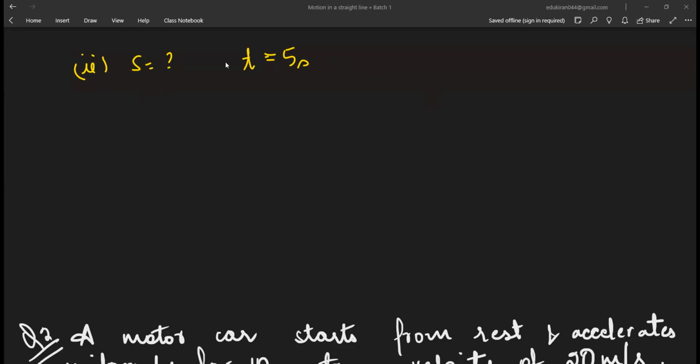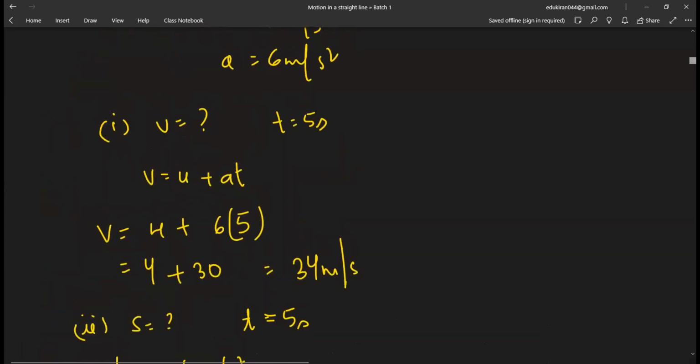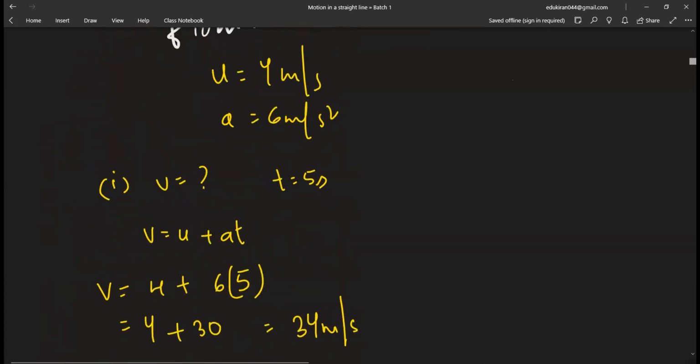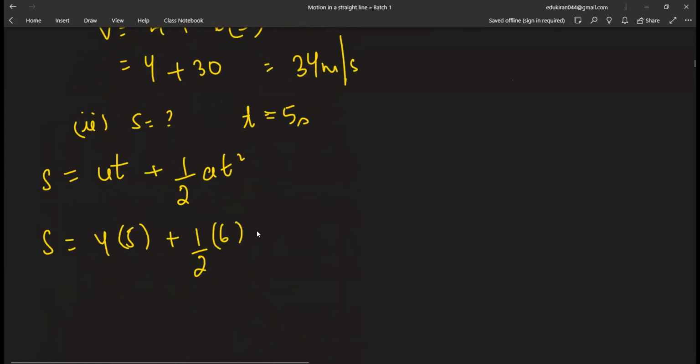Second equation. Very good, because displacement is missing. We have initial velocity. We do not want the final velocity here. So with the help of the second equation only, we can get our answer. So S is equal to, what is the initial velocity in this question? It's 4. So 4 into 5 plus half, acceleration is 6, and time is 5 into 5.